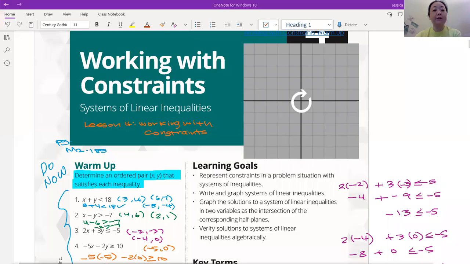Hi everyone. So this is lesson 4, working with constraints. This is going to be day 1, and tomorrow, the next lesson, we will be doing day 2, and we'll be done with the unit, and we'll go into our review.